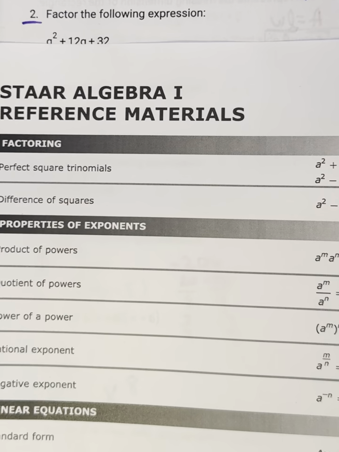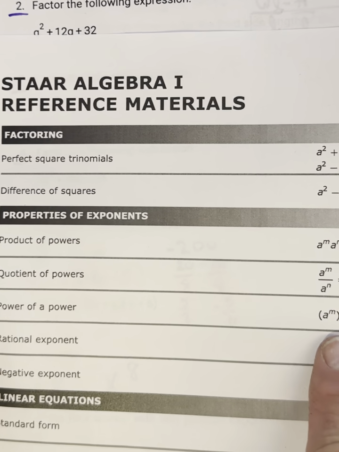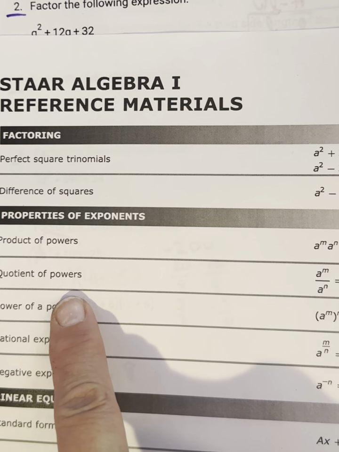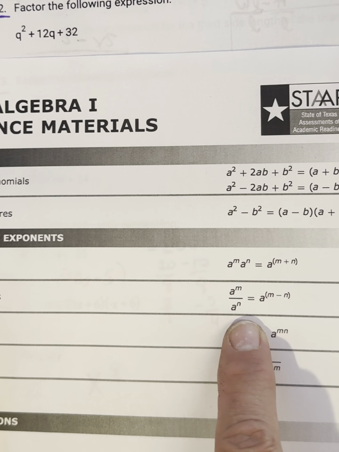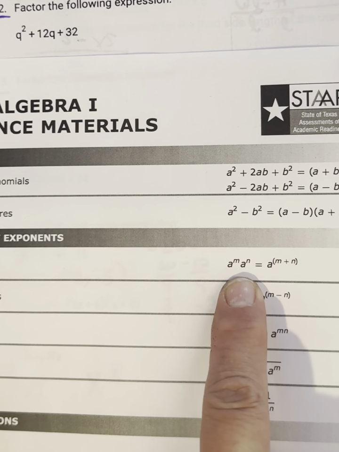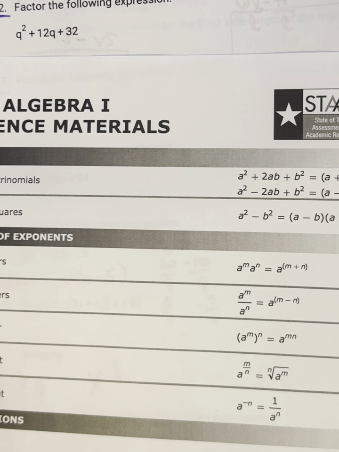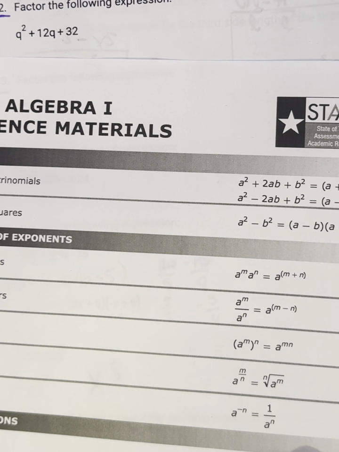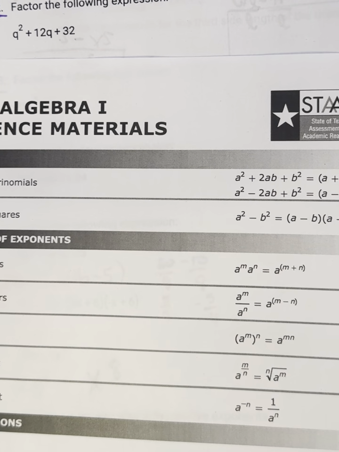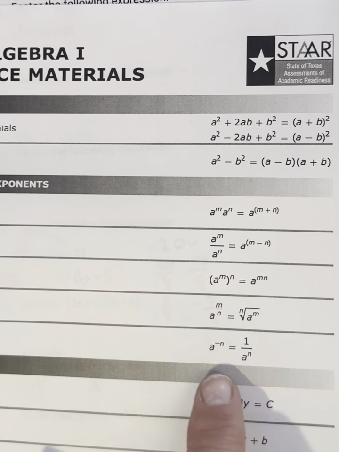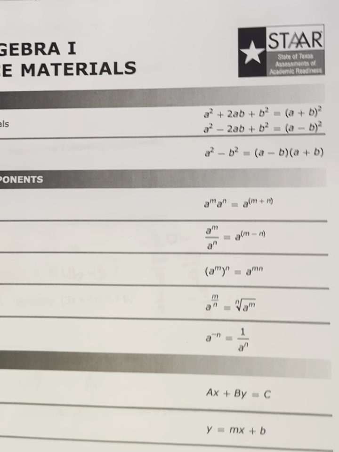And so your properties of exponents. Power, you multiply. Quotient, which is division: when you divide, you subtract. When you multiply, you add. And when it's negative, you move it to the opposite of where it's at. So this is negative on top, so you move it to the bottom.